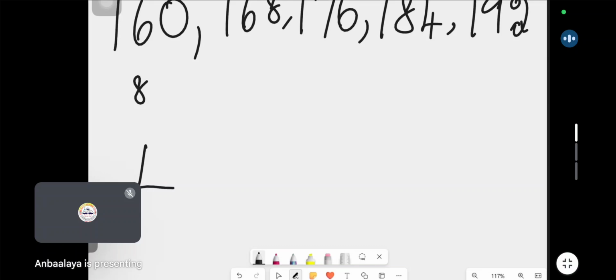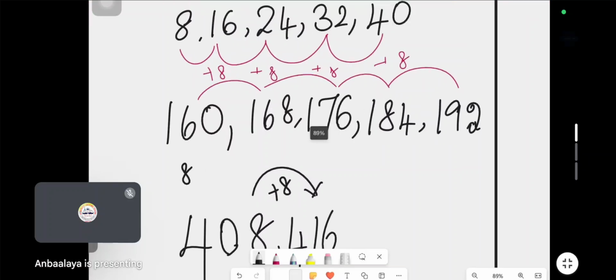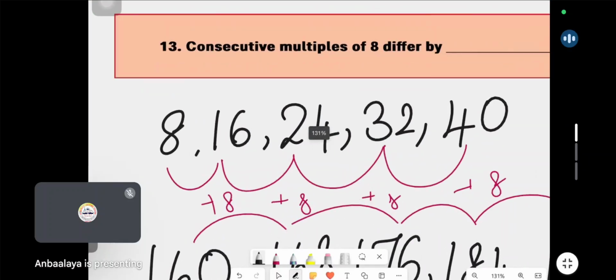So if I give you a random number like 408, can you tell what is the next multiple? 416. How are you telling this 416? Yes or no? 424. So this is what the question is asking.